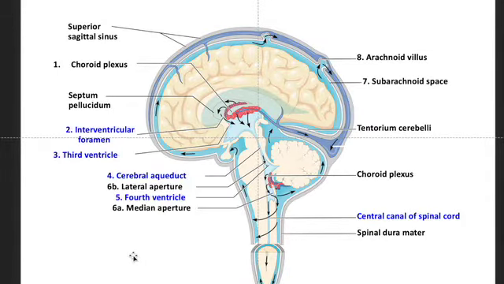How does this stuff flow? Well, we start up here in the lateral ventricles, and so, okay, everything red in this picture is a choroid plexus, and that's a vascular specialization that makes the cerebrospinal fluid. So we find it up here in the lateral ventricle, we find it in the third ventricle, and we can find choroid plexus down in the fourth ventricle. So any ventricular space that has ventricle in the name has choroid plexus in it.